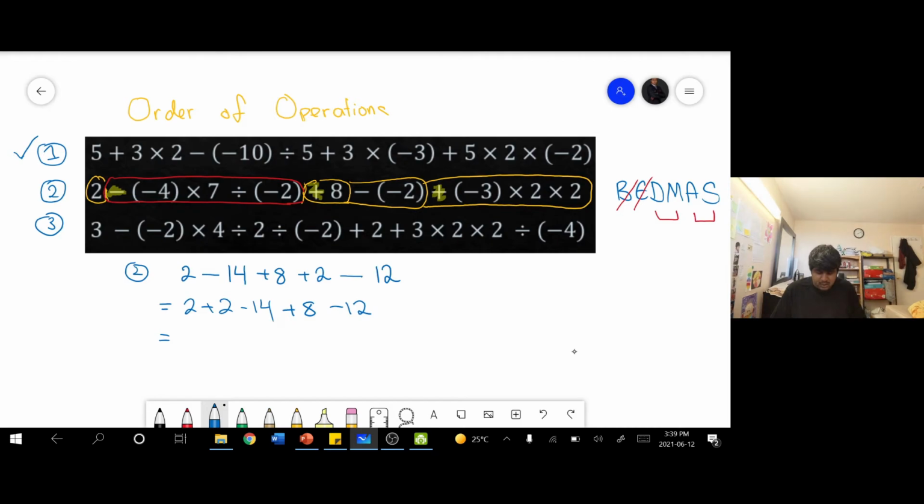Okay, so 2 plus 2 is 4. 4 minus 14 is equal to negative 10. Negative 10 plus 8, that gives us negative 2. And then we have negative 2 minus 12, which is actually negative 14. Okay, so this is our proposed answer that we're going to try and check.